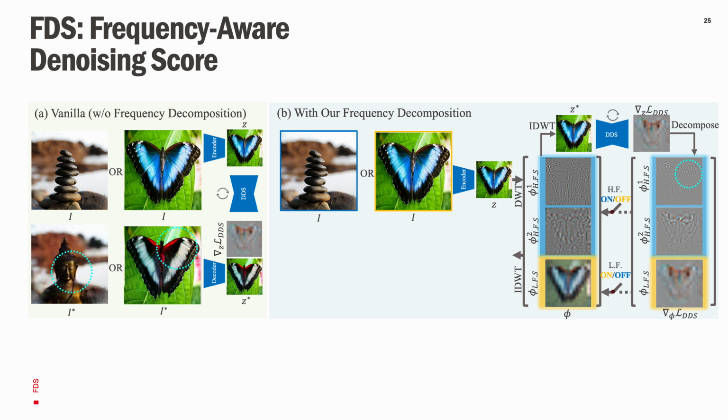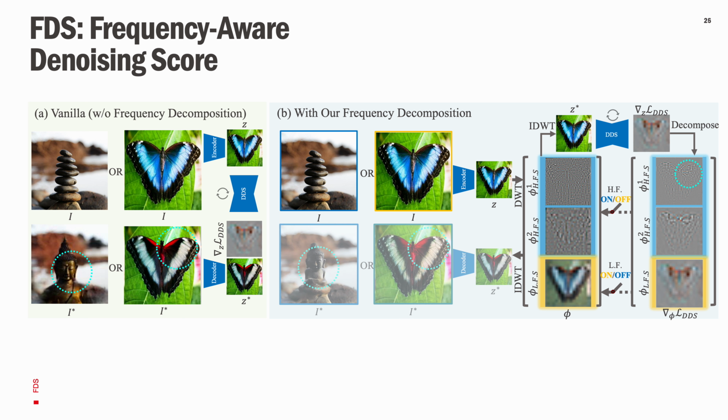We adopt a gradient truncation operation to prevent updates to the undesired components. With this modification, for example, our method preserves the color and lighting of the stack of stones when transforming it into a Buddha statue, as well as the intricate texture on the butterfly's wings.